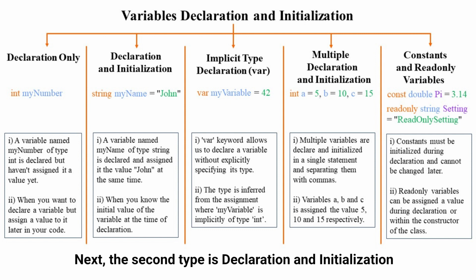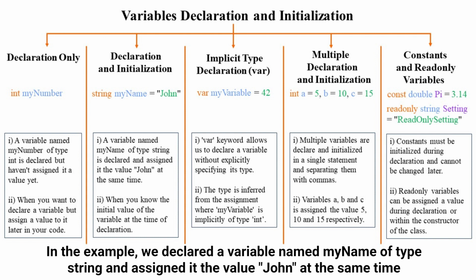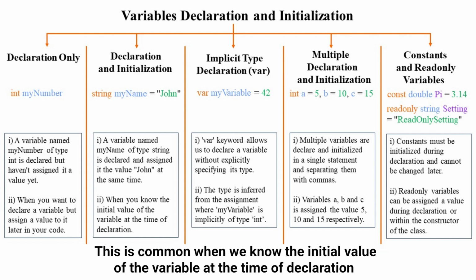Next, the second type is declaration and initialization. In the example, we declared a variable named myName of type string and assigned it the value John at the same time. This is common when we know the initial value of the variable at the time of declaration.